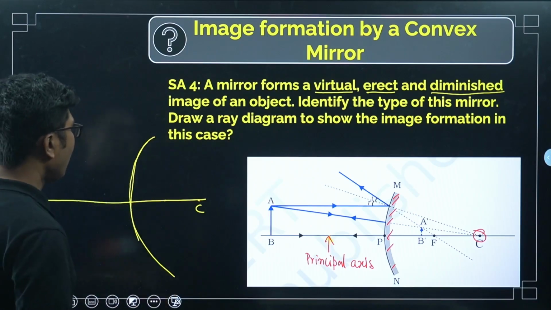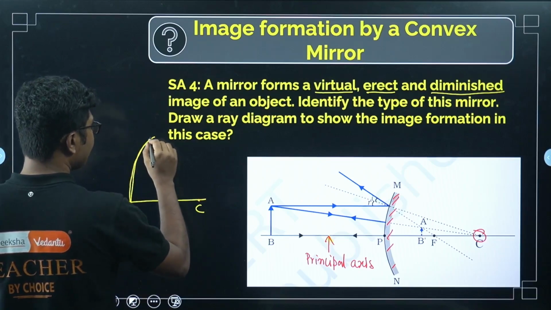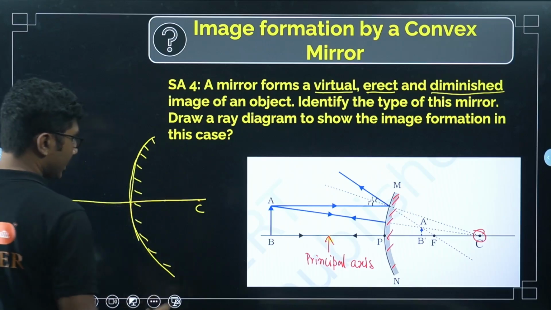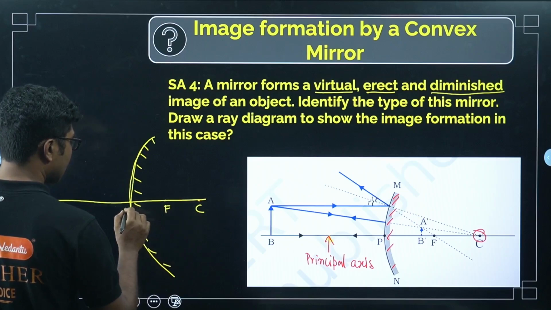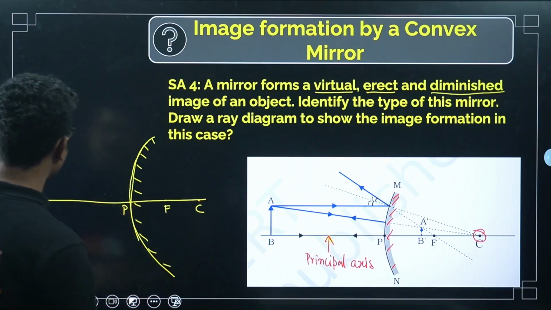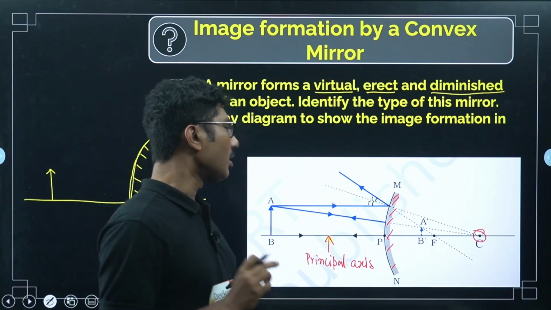Once your mirror is completed, you know this is a convex mirror, so you have to mark this as the shaded part. Now mark this as F using your pencil, and mark this as the pole. Now you have to take an object. For a convex mirror, take a little long object.